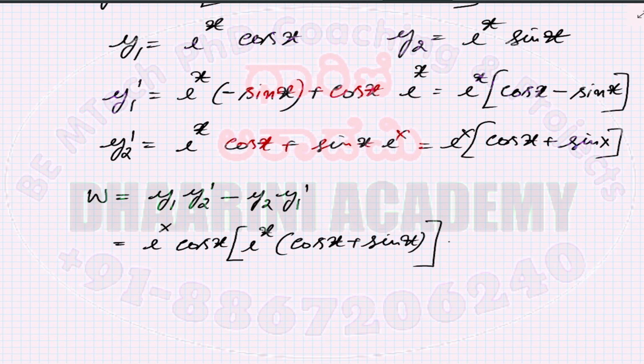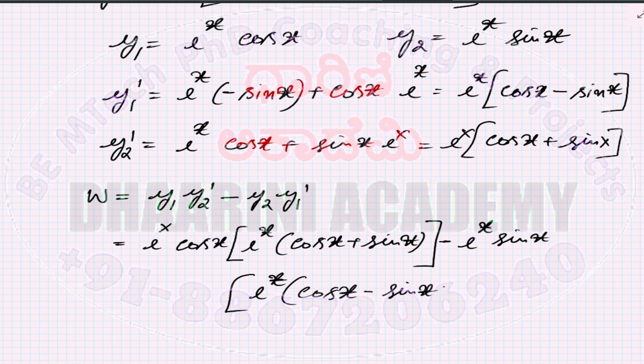Then we have minus the y2, which is e to the x into sin x, multiplied by y1 dash, which is e to the x into cos x minus sin x.